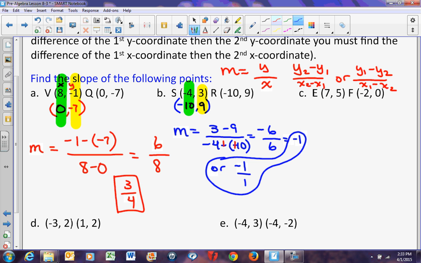Let's find the slope between the next 2 points. Okay, (7, 5) and (-2, 0). So my slope is going to be 5 minus 0 over 7 minus a -2. 5 minus 0 is 5. 7 minus a -2 is 9. So my slope is 5/9. Okay, so I'm going to go up 5 units and to the right 9 units. That's exactly what it means.